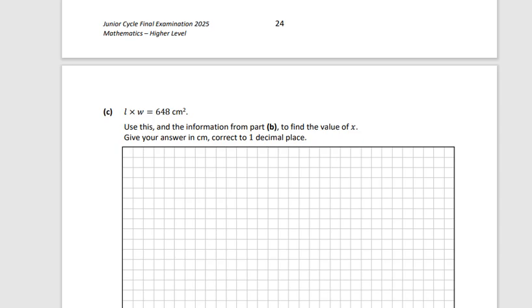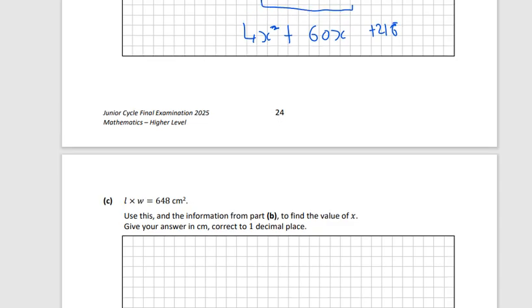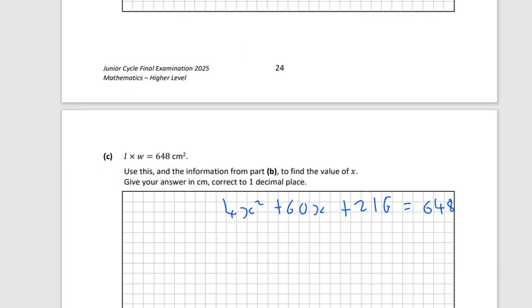Right, the length multiplied by the width is 648. So we're just going to let what we got above be equal to 648. 4x squared plus 60x plus 216 is equal to 648. And we have to solve this somehow. It's not a bad end to the paper because there's an x squared in it and there's an x term in it, we know it's going to be a quadratic, so we're going to end up using the minus b formula, but we have to bring across the 648 first and subtract it.